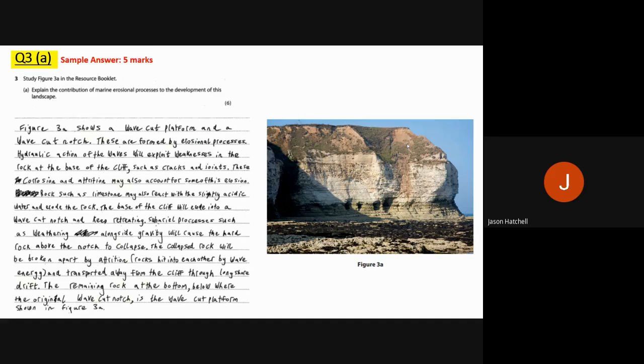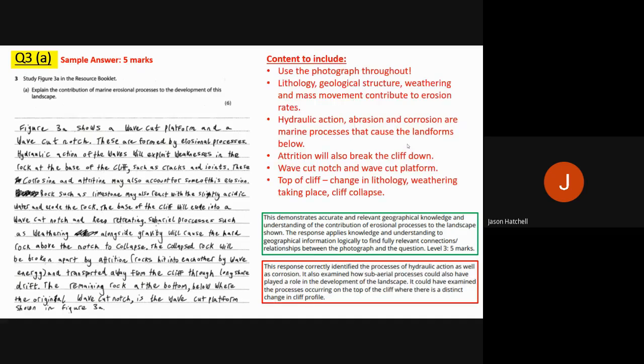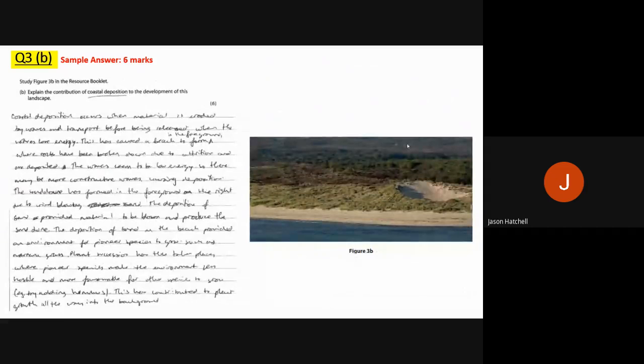Okay, so that is question 3A. Again, as I said, this was answered pretty poorly, so you will need to improve on this. Question 3B was a similar question. Again, it wasn't answered brilliantly. So this was a 6 mark answer that you have in front of you. Again, you can stop this, take the time to read it, open the PowerPoint if it's not very clear, and read it in more detail if you want.